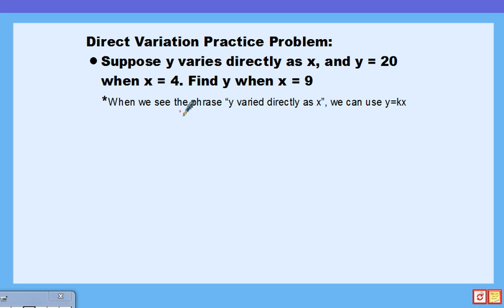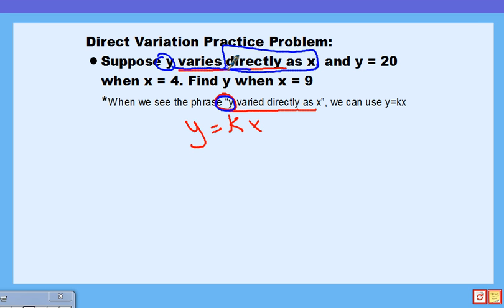So whenever you see the phrase varies directly, you need to use y is equal to kx. You notice how y in this case, right here, goes in front of the phrase varies directly. Y varies directly. That means that y is my dependent variable, because directly as x tells me that whatever happens to x, it influences my dependent variable. So therefore, this x is my independent variable.